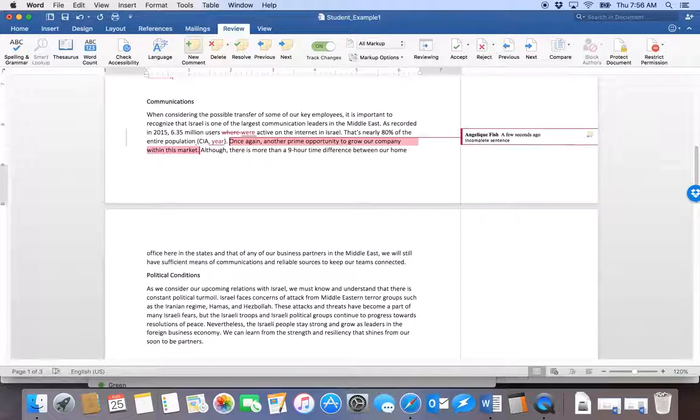company within this market. Although there is more than a 9-hour time difference between our home office here in the States and that of any of our business partners in the Middle East, we will still have sufficient means of communications and reliable sources to keep our teams connected. Okay, so first, delete that comma because the whole first introductory expression is all of that there, and then we have the comma. So we don't need that comma.